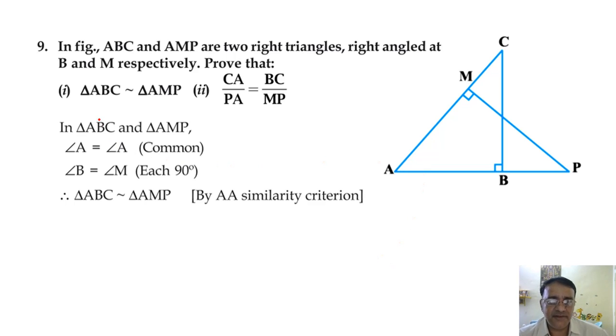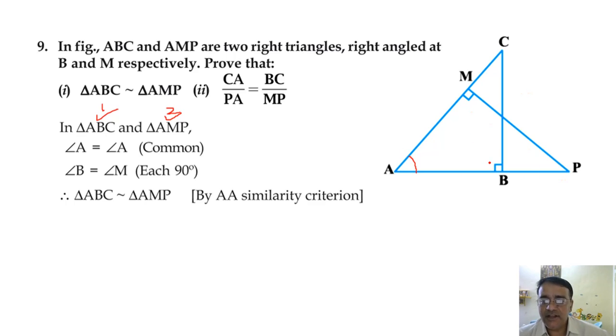So this is the first triangle and this is the second triangle. I am writing here 1, 2. Okay. So angle A is common. So what is the opposite side of angle A in the first triangle? BC. Very good. What is the side opposite to angle A for the second triangle? MP. Okay, BC, MP.